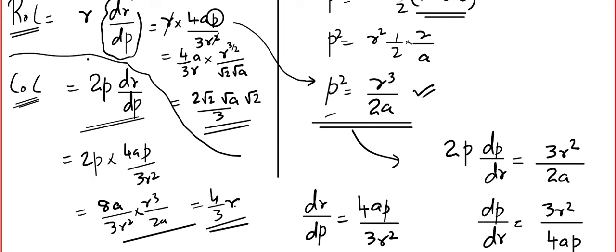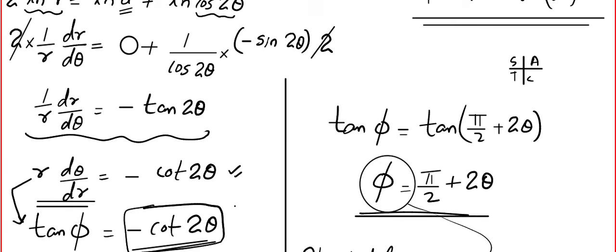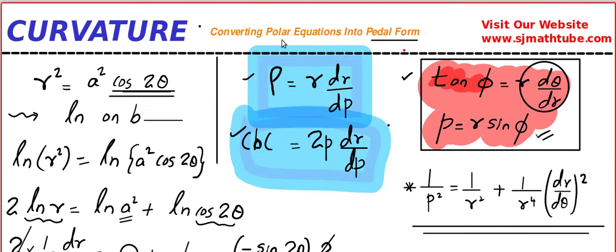Okay, that is a small video, but I feel that it will be useful for you, because finding the pedal equation or converting polar equations into pedal is very important for your exam. So remember, everything hangs on this blue and red. If you want to convert it into pedal equation, use the red formula. If you want to find the radius of curvature, use the first one in the blue. And if you want the chord of curvature through the pole, use the second one.